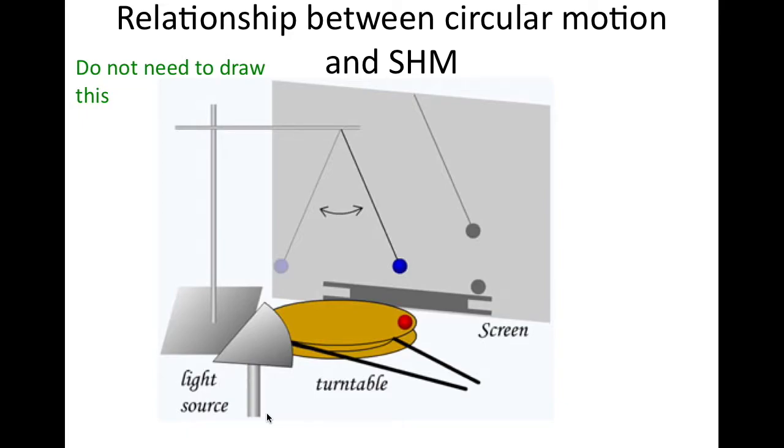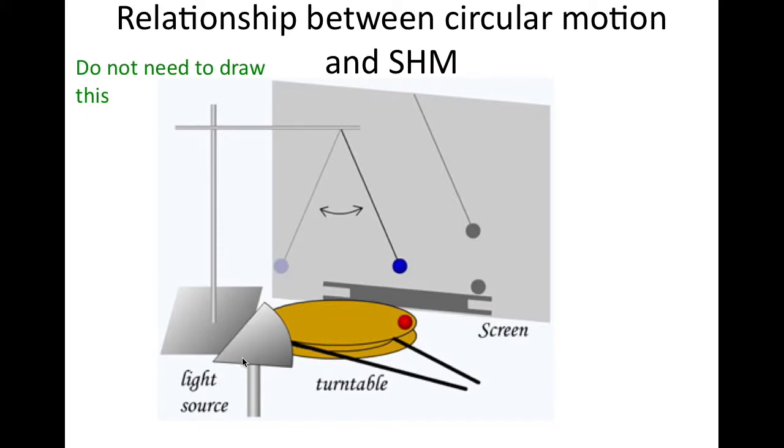We can actually show this relationship between circular motion and simple harmonic motion by this setup here. We have a sphere that is placed onto a turntable, and this turntable will rotate at a constant angular speed. The pendulum here is arranged so that it is in line with the sphere, and it has the same period as that of the sphere. Remember, a period for an object in circular motion means that it completes one full rotation. For the pendulum, it means the full back and forth motion.